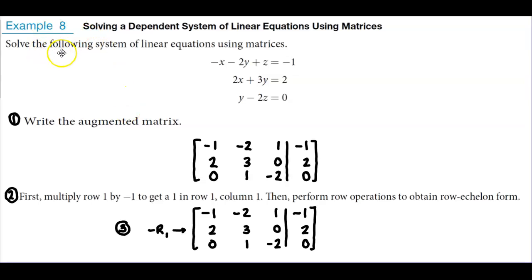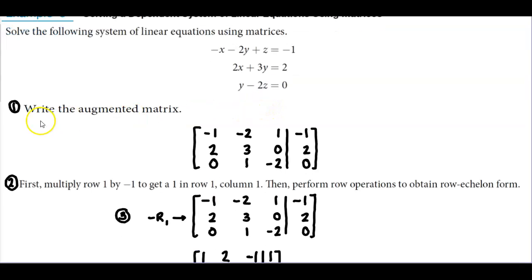In example number 8, we're going to solve the following system, which is a dependent system of linear equations using matrices. The first equation is negative x minus 2y plus z equals negative 1. The second equation is 2x plus 3y equals 2. And the third is y minus 2z equals 0.